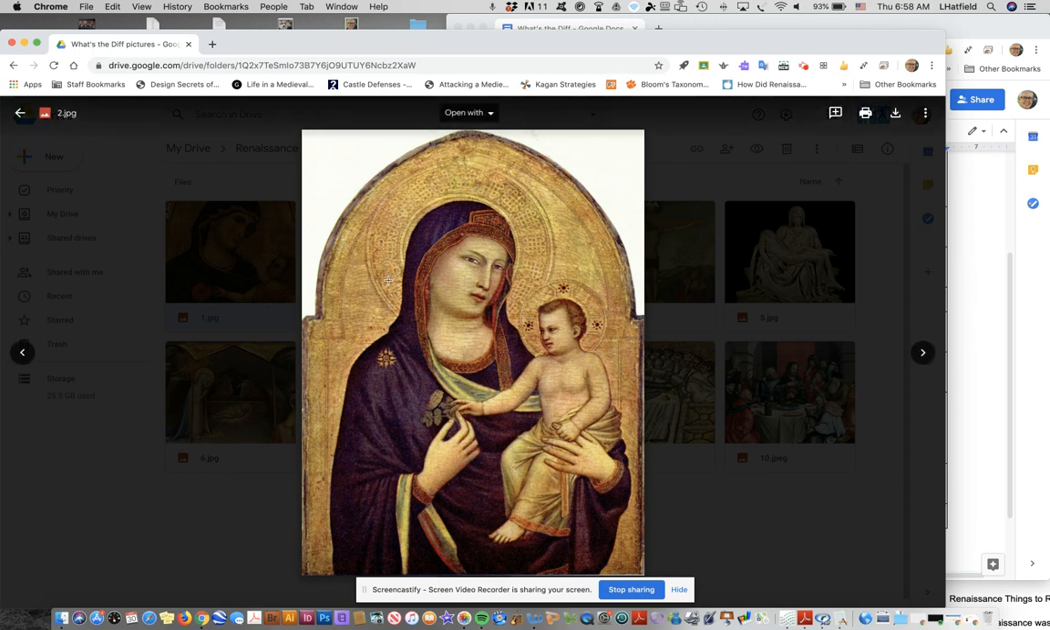Okay, so look at this. If you look here, all around, you can see that Mary has a halo. That tells us that she's a very important religious figure. You'll notice that Jesus also has a halo. So we know that these two are very important people.